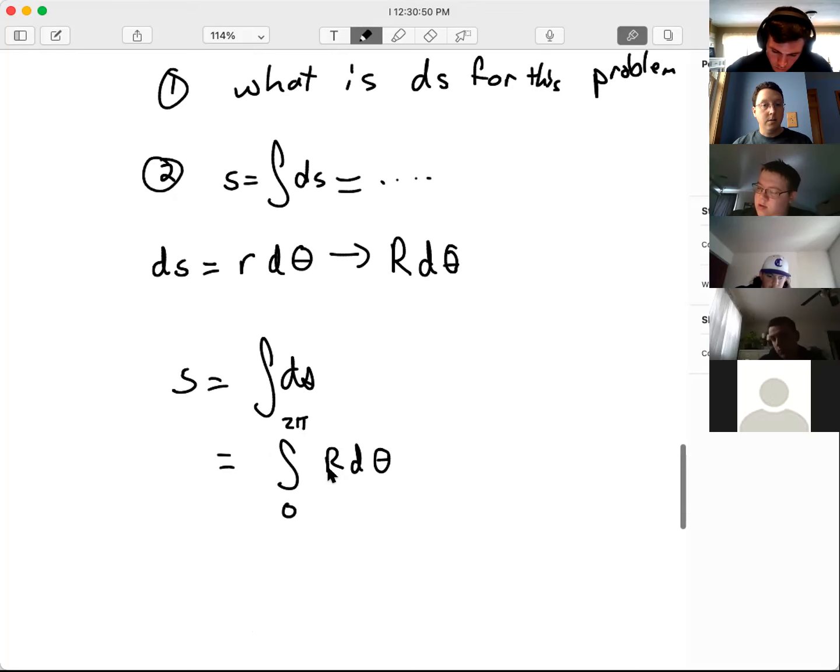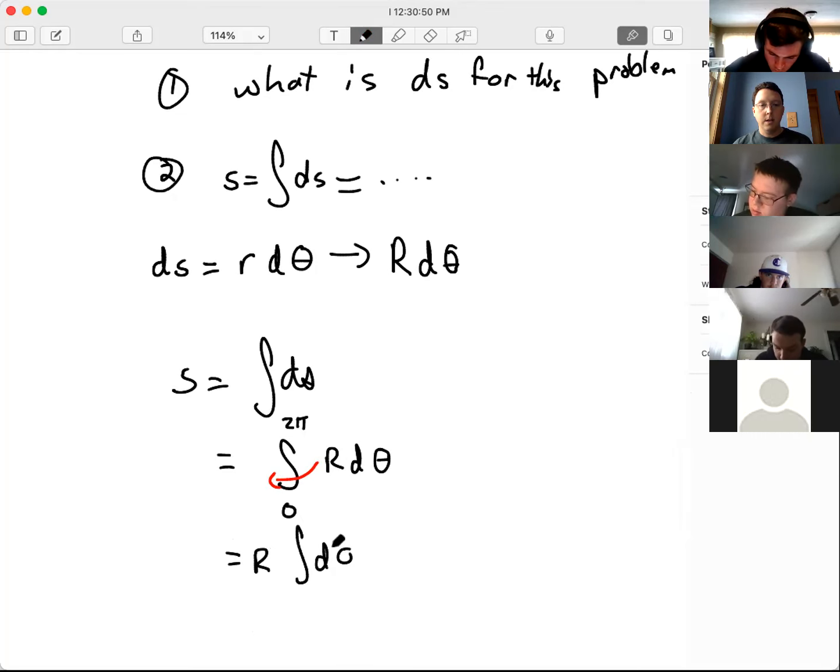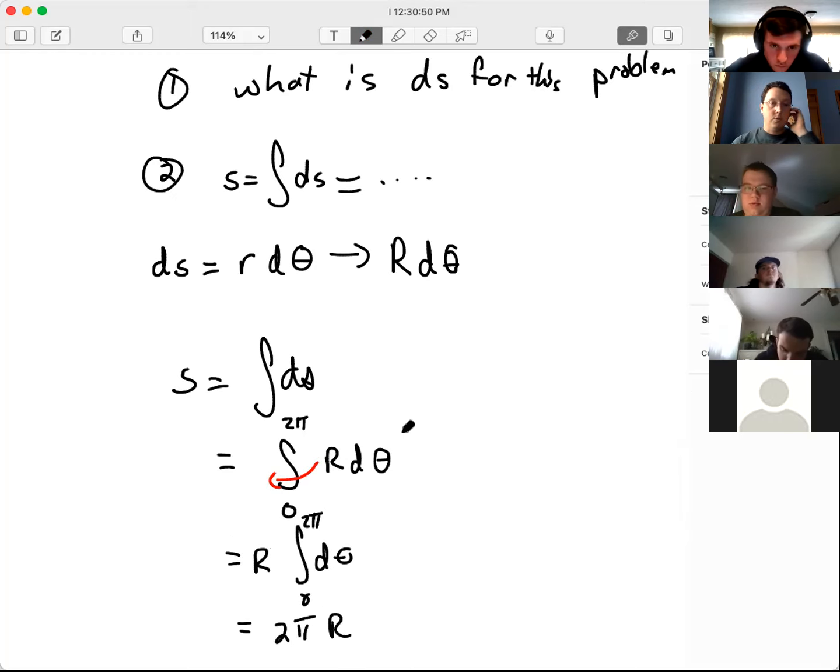R is a constant on the circle, so I can pull that out. And write that as R times the integral d theta from 0 to 2 pi, otherwise known as 2 pi R, the circumference of a circle.